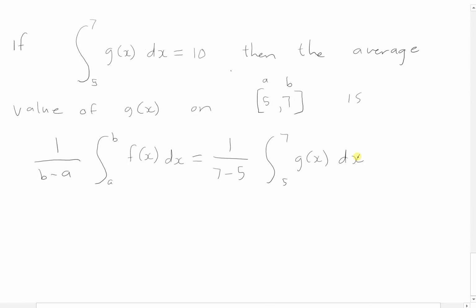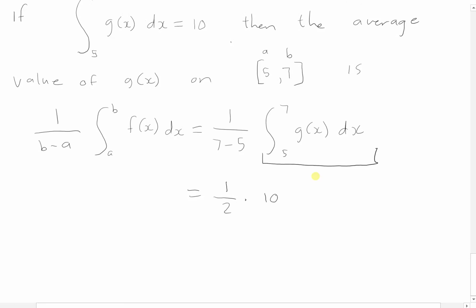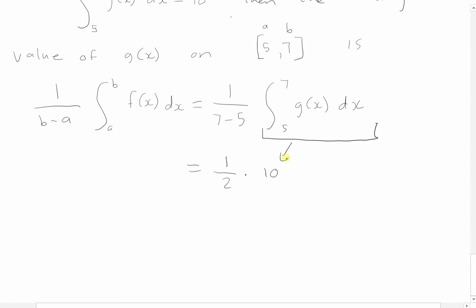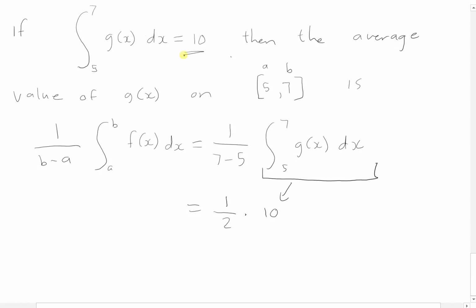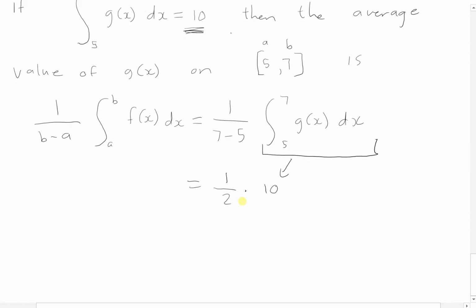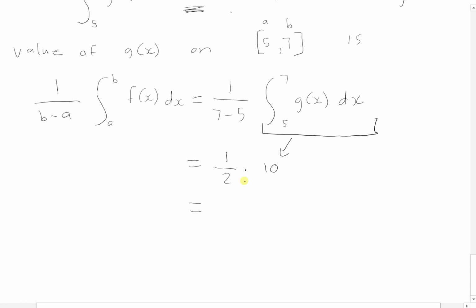If you look at this, you realize that they've given us the value of the integral: it is 10. So I can simplify this to 1 over 2 multiplied by 10, because this whole integral is equal to 10, as given up here. So what's our final answer? It's just 5, because 10 over 2 is 5.